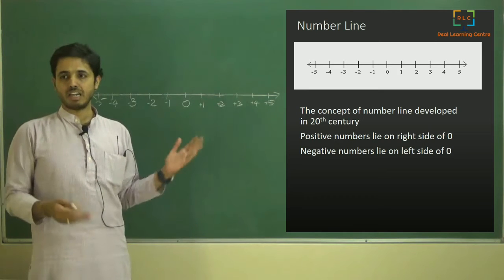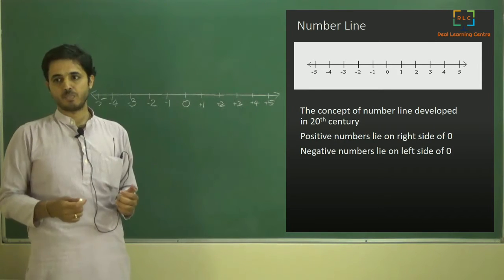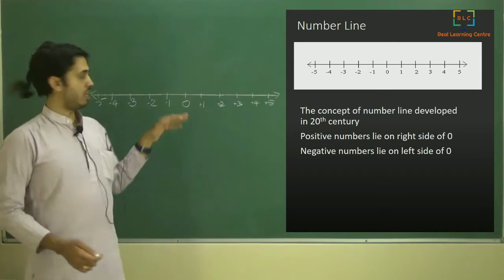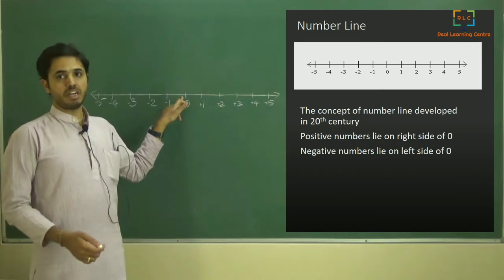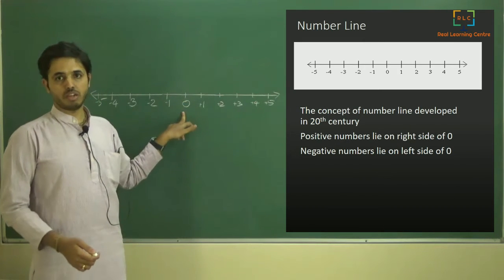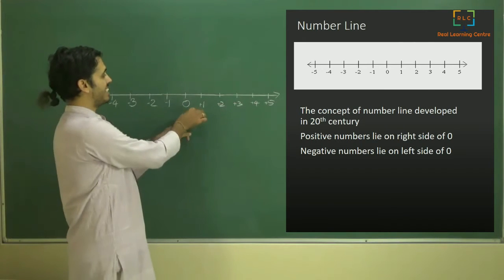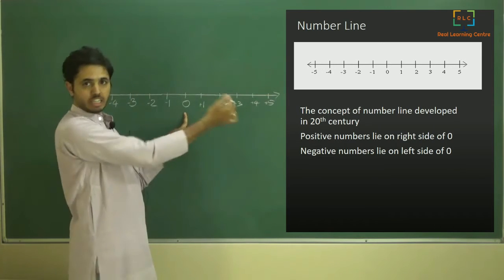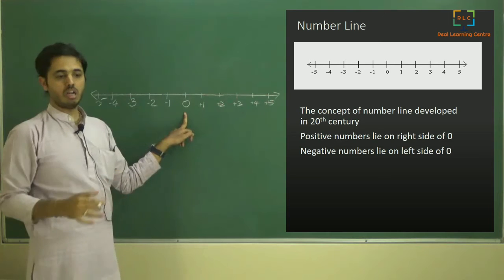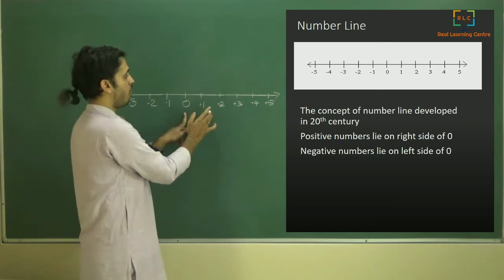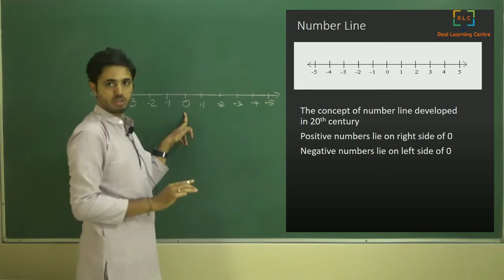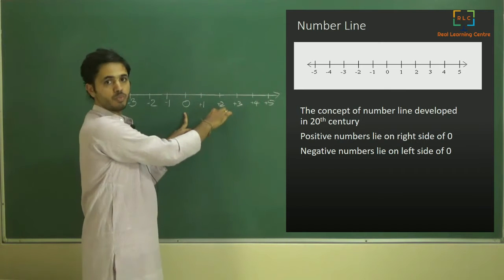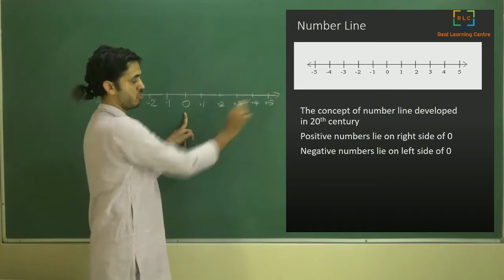The concept of number line got developed in the 20th century. So in this, we have a straight line which is usually horizontal, and we locate a point and call it 0, the value 0. Then at fixed unit length, I am going to mark points on both the right side of 0 and the left side of 0, and positive numbers lie towards the right side of 0. 1 unit from 0 is plus 1, and 1 unit from plus 1 is plus 2, 1 unit from plus 2 is plus 3, and it goes on.